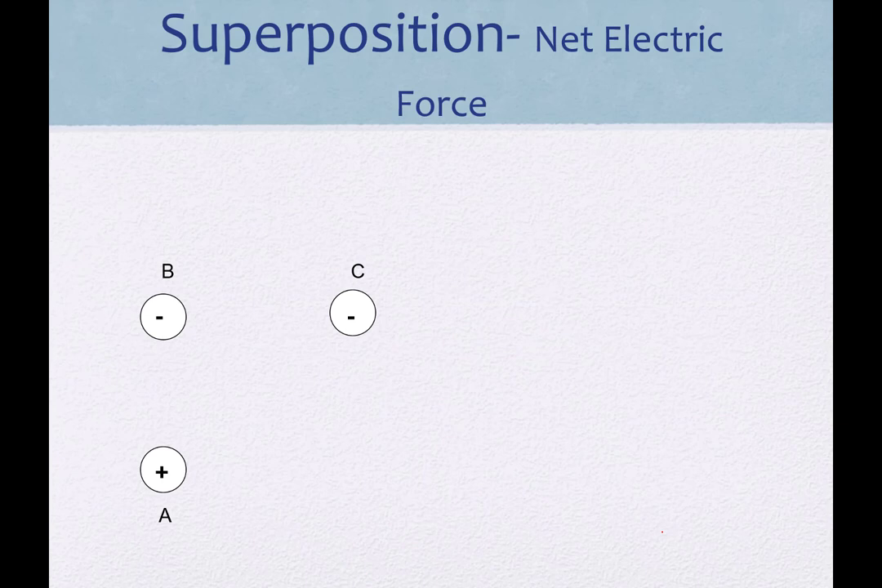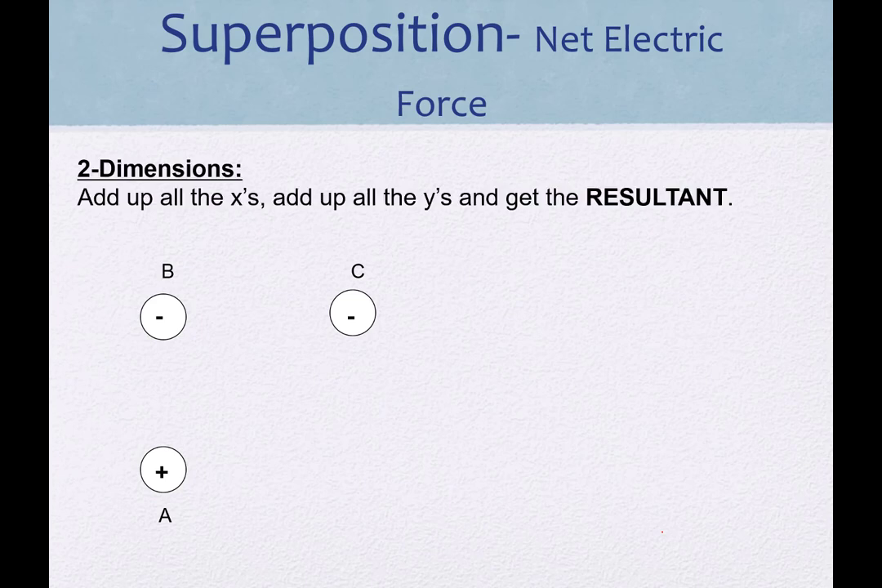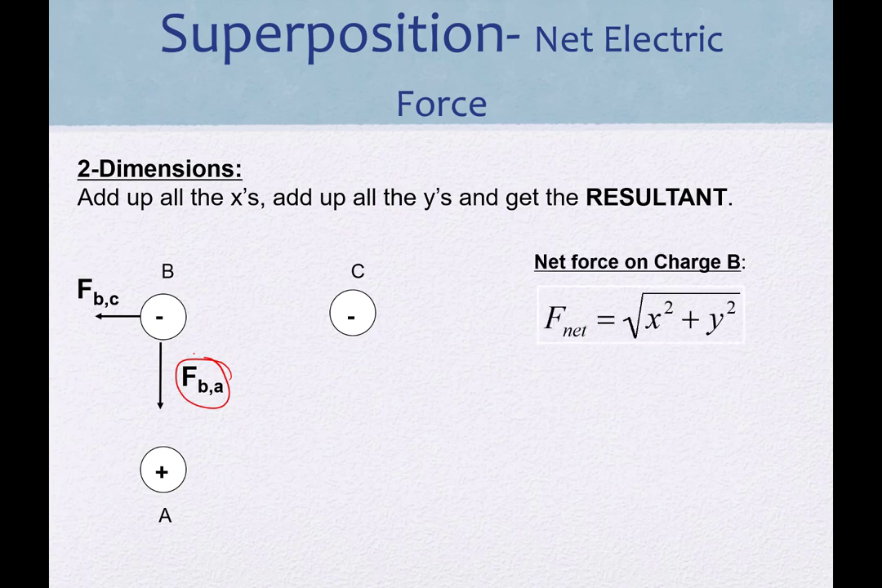If we have two-dimensional charges, we can solve two-dimensionally as we always could. Add up all the x's, add up all the y's, and get the resultant. We want to find the force on B. B is attracted to A, and it's repelled by C. So we could find the force on B from A, and it points straight down. The force on B from C points straight to the left. So the net force, well, I'm actually going to draw it out.